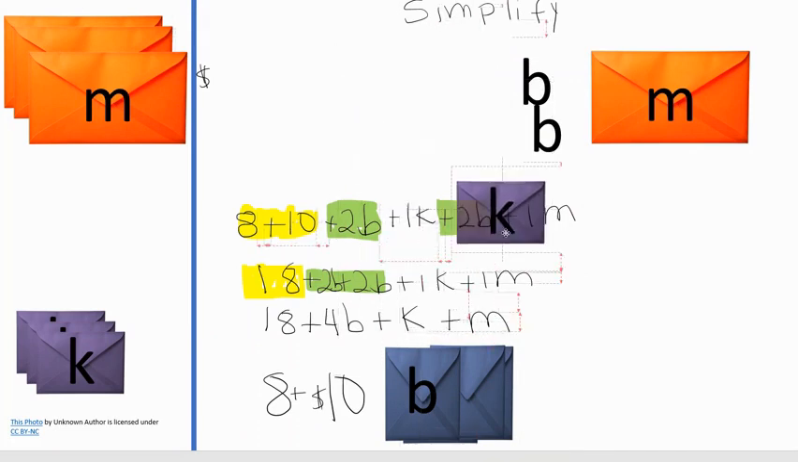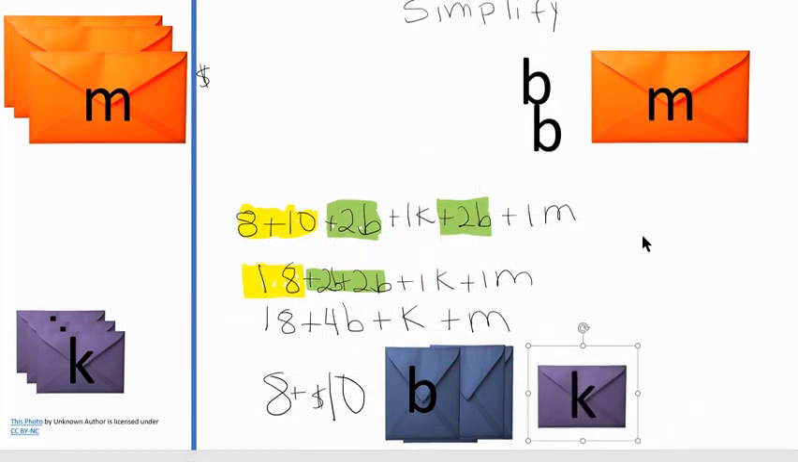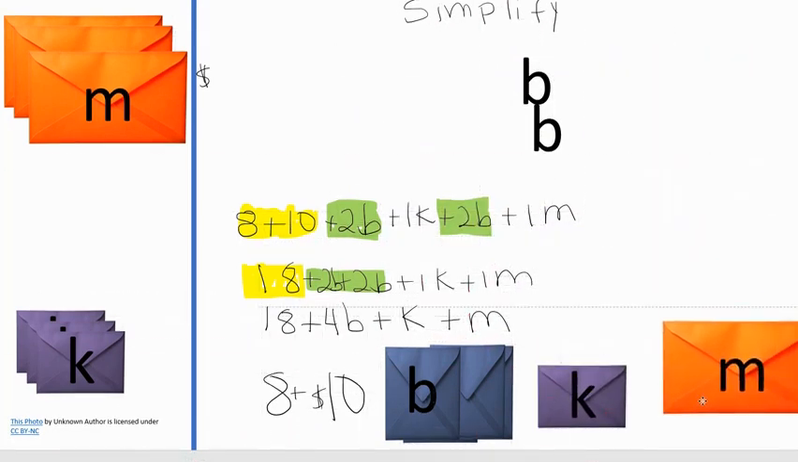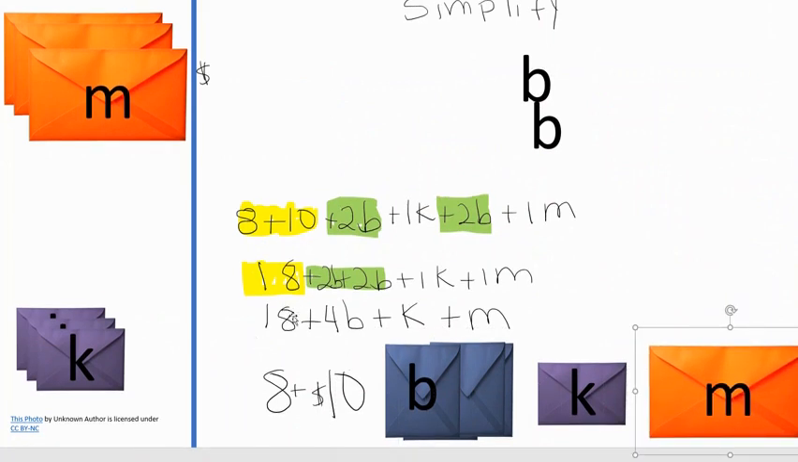1 K and 1 M, which is the same thing that I have here. Look, 8 plus 10, 18. 4 black, 4 black. 1 K, 1 K. 1 M, 1 M. So simplifying is just about putting together things that have the same value, even if at the end we don't know how much it's worth. We're only putting things that are the same together.